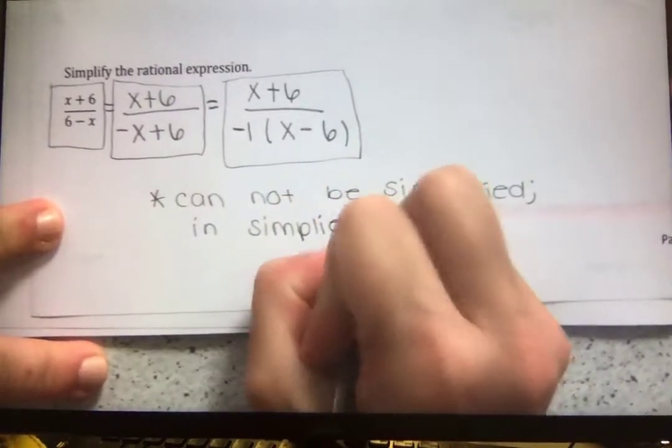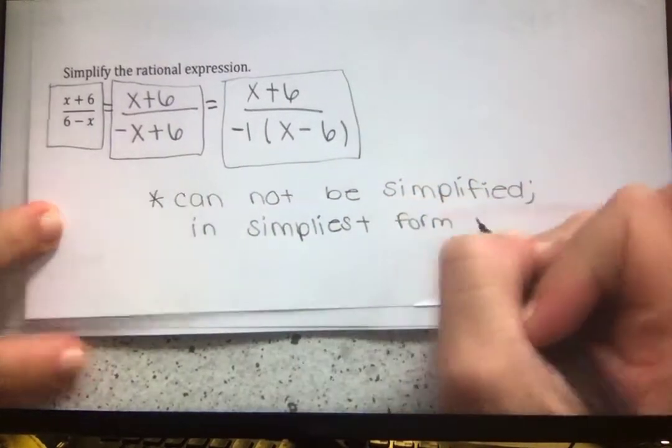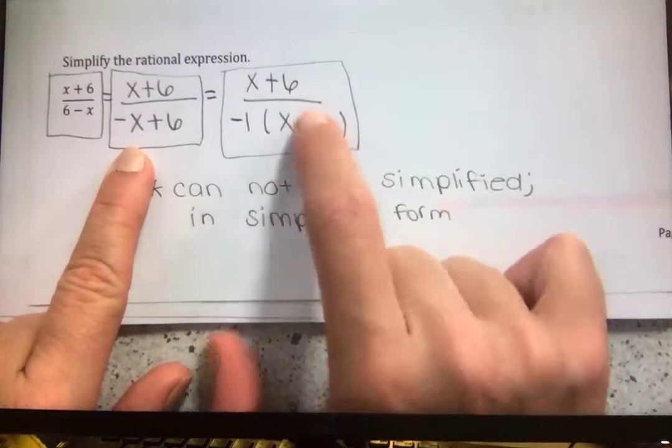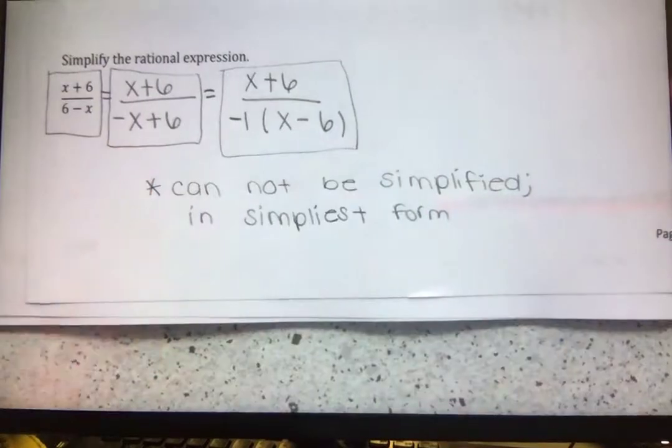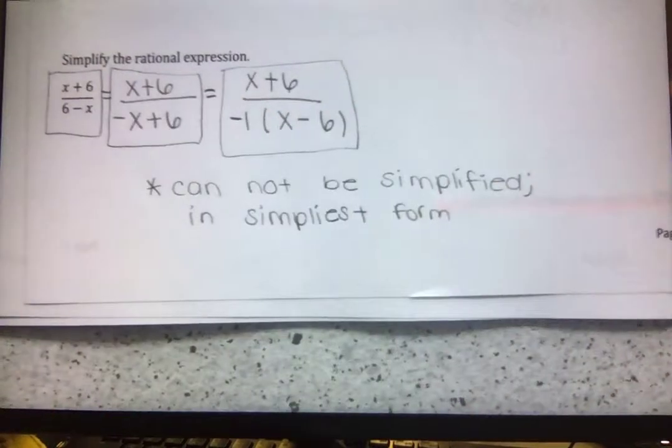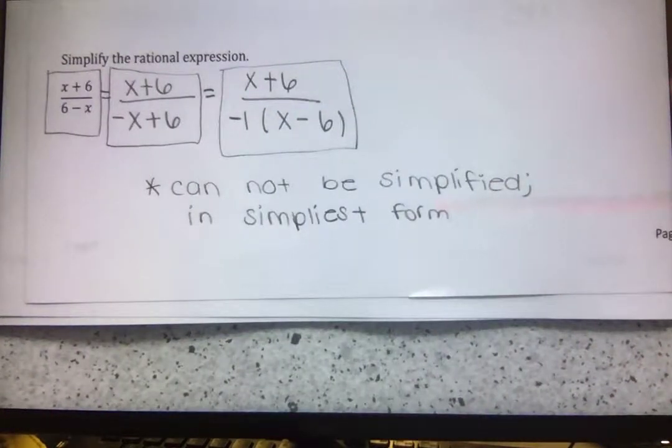Wait, why can't you put the negative? So if we took the negative out on the bottom, now they're still not the same. X plus 6, x minus 6, they're still not the same. So I still can't cancel anything. Oh, okay. So because I can't cancel anything, either one of those is equally simple. So it doesn't matter which one you put as the answer.